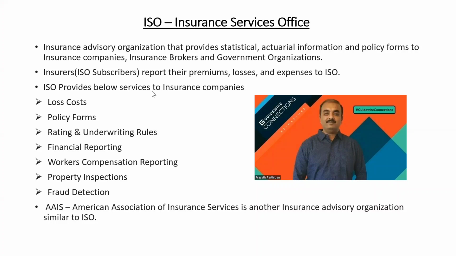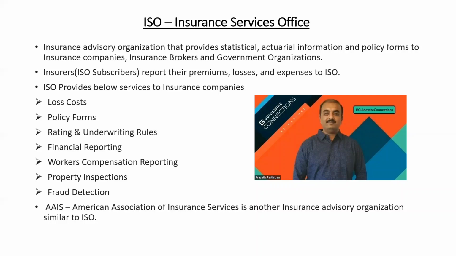ISO provides the below services to different insurance companies. One is the overall loss cost. So if you want to understand overall loss for a particular customer, then you can rely on ISO. And policy forms, as I told you, most of the insurance companies take these ISO standard forms and then do customization. Rating and underwriting rules. When they give these forms, they also give the rules, like what kind of endorsements should be applied for what scenario, and what kind of rates we have to apply for each LOB. Like if you have a homeowner policy, what kind of rate can be given to each scenario. Those informations will be given by ISO.